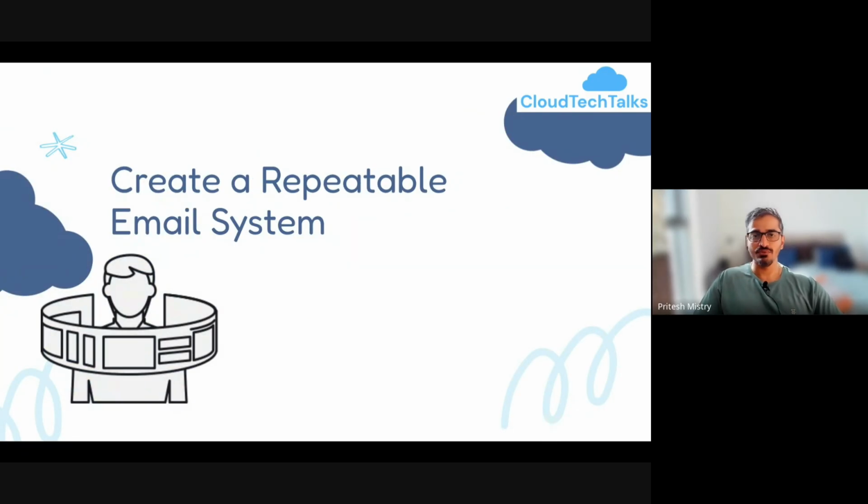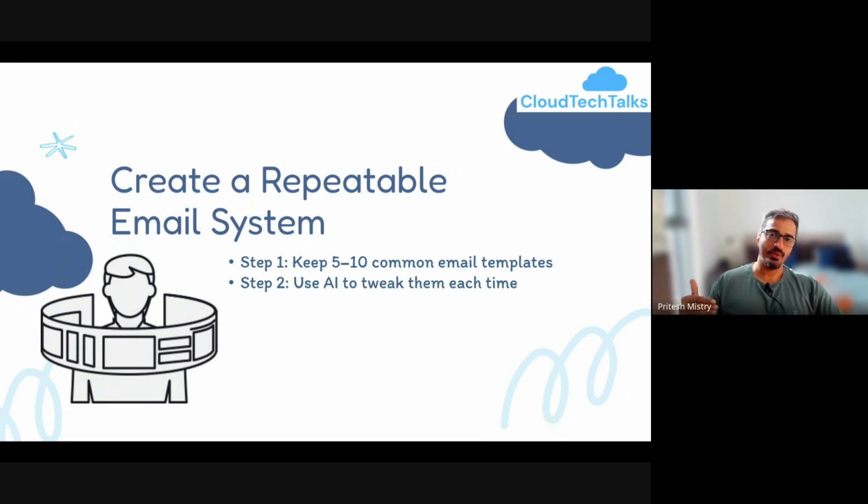Creating an email system which is repeatable. So step 1, I would say, always keep 5 to 10 common templates which you want. One for outreach, one for general drafts, one for seniors, or one for colleagues, peers, friends, etc. Whatever it is. This will help you give context to AI. It will learn from your patterns and help you customize this over time. Every single time you use AI to tweak an email, you can feed that back into the prompting and modify your prompts, etc. So this helps AI learn how your style of writing is.